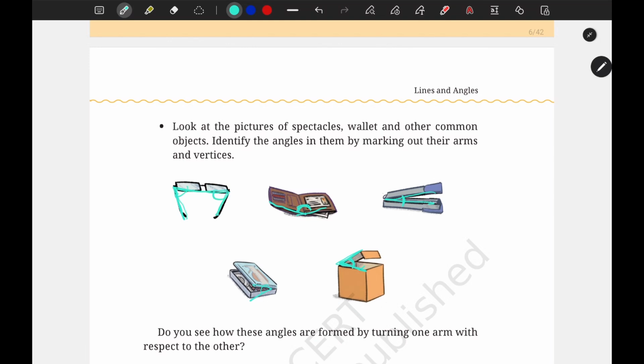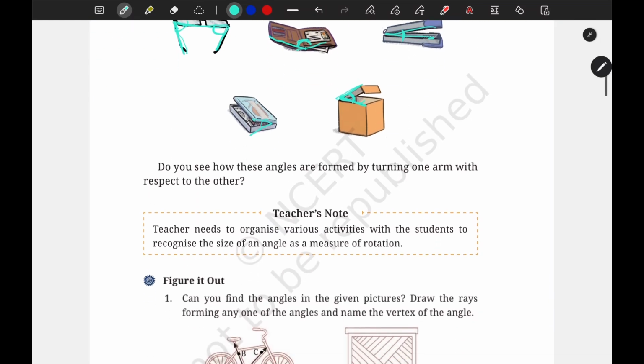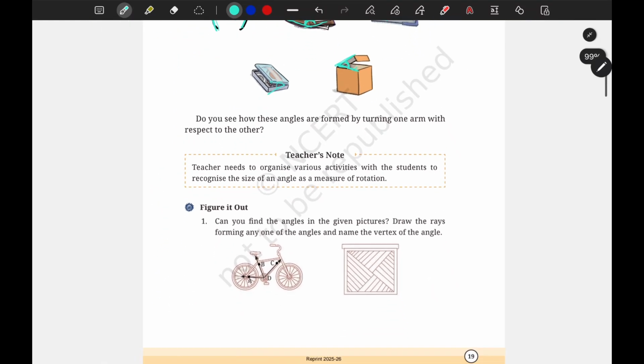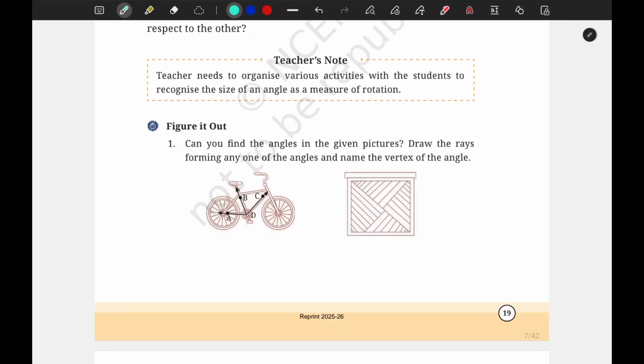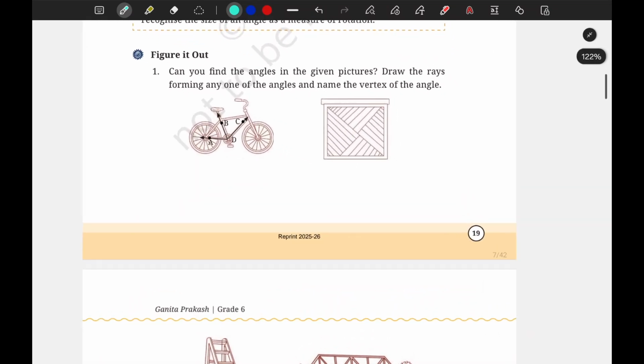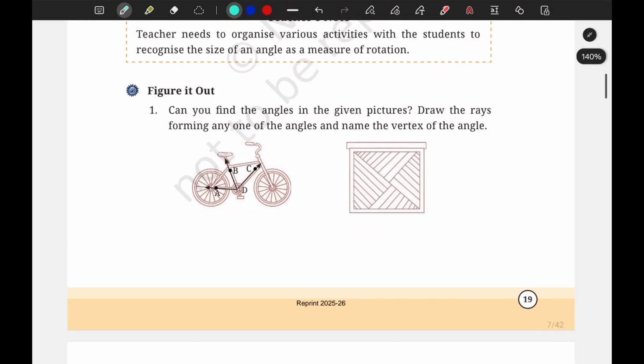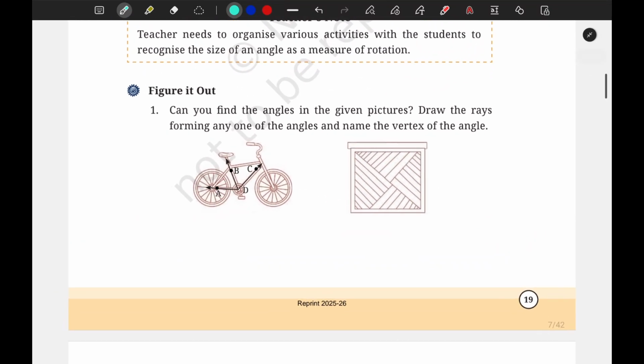These are the arms and vertex. So here are some of the questions to solve. The first question: can you find the angle in the given pictures? Draw the rays forming any one of the angle and name the vertex of the angle.